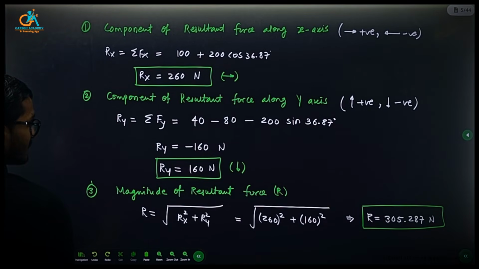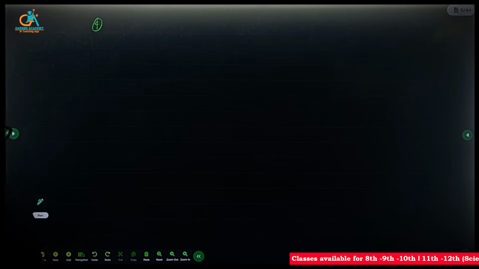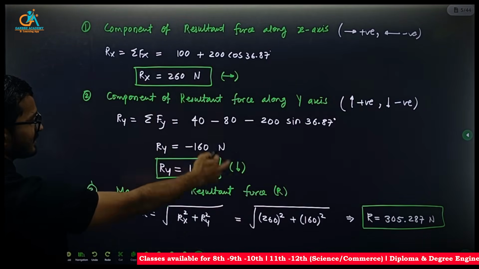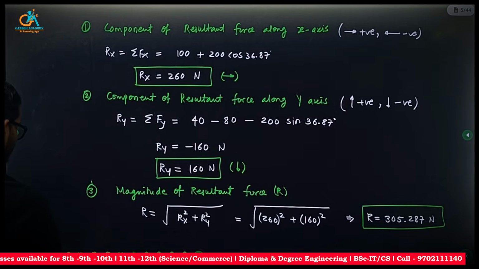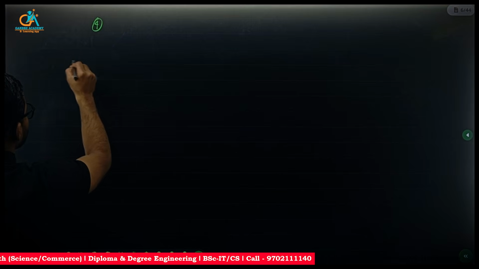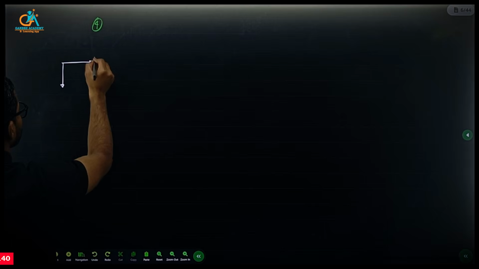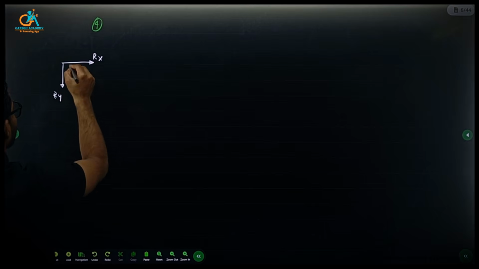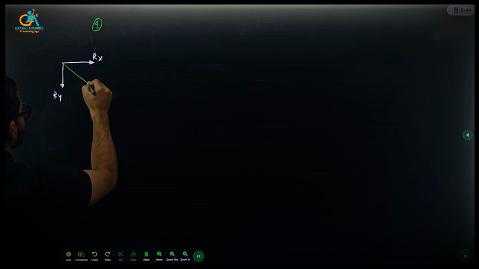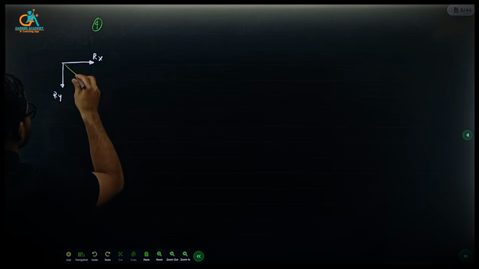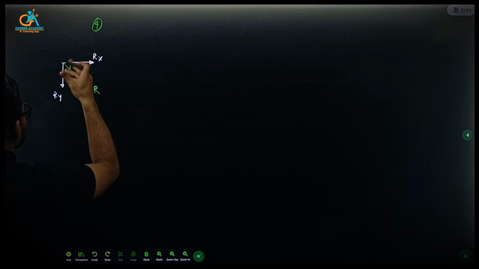So we'll find the direction of the resultant. Next step, the angle made by the resultant with any of the axes, let's say with the horizontal axis. The x component of the resultant is towards right, and the y component is vertically downward. So towards right and downward. This is Rx, this is Ry. So we are sure that the resultant will be something like this. Let's say alpha is the angle made by the resultant.